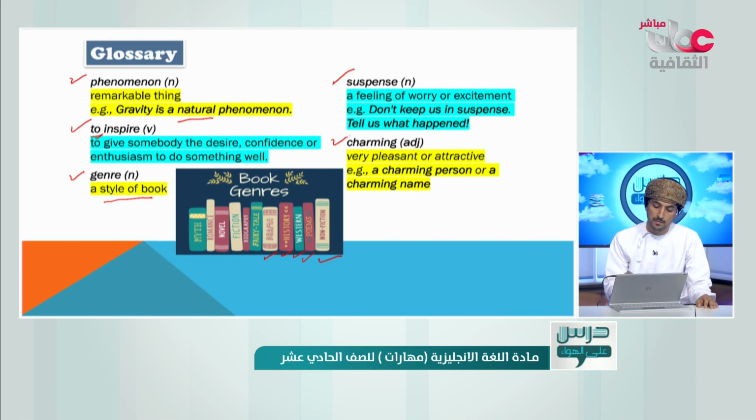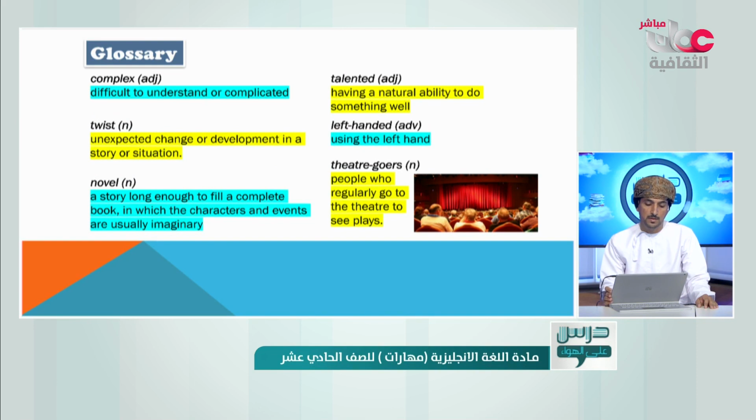Then here we have the word charming, which is an adjective. Very pleasant and attractive. Example, a charming person. This person is pretty, beautiful, or a charming name. Also, the name is beautiful. Okay, let us now move to the next group. We have here complex, which is an adjective, difficult to understand or complicated.